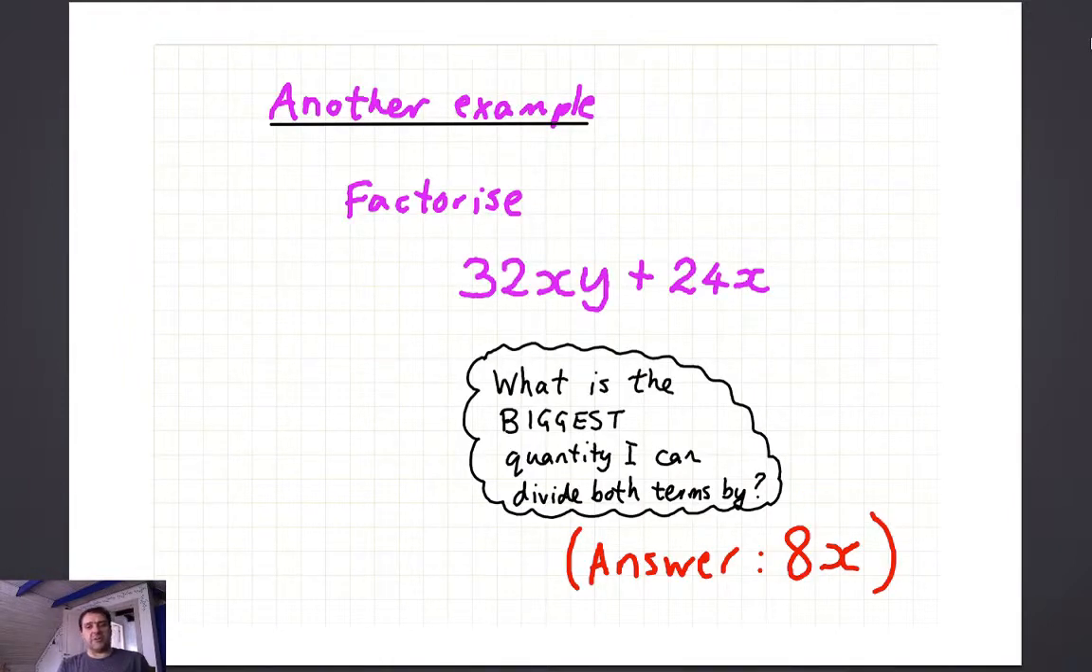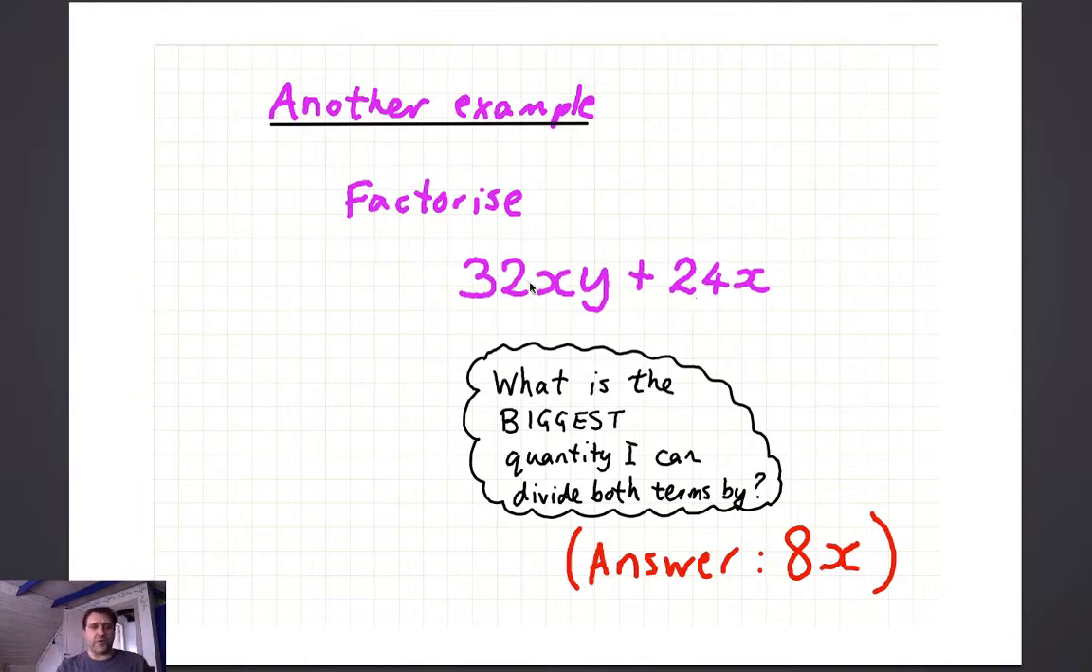So here's another example. Factorize 32xy plus 24x. So you need to find the highest common factor of those two terms in the expression. First of all, I'll think about the numbers, 32 and 24. So it's way back in MYP2 where we have the unit where we find the highest common factor of two numbers. And in fact, the highest common factor of 32 and 24 is 8. That's the biggest number that goes into both of them.